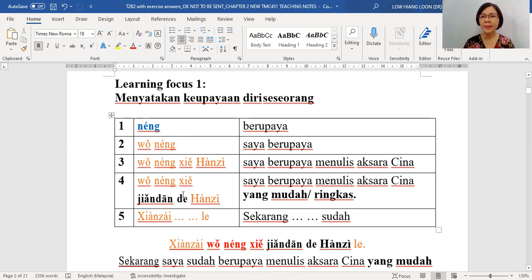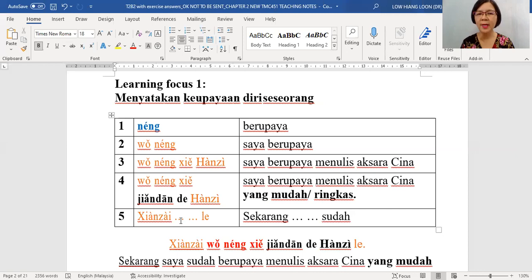Okay, and please notice the differences between Mandarin and Malay. In Malay, you say, Aksara Cina yang mudah. But in Mandarin, you say 简单的汉字, mudah punya huruf Cina. Okay, 好的. And when can you write? Now, you say, 现在, 现在. Okay, now I am able to write the simple Chinese character.